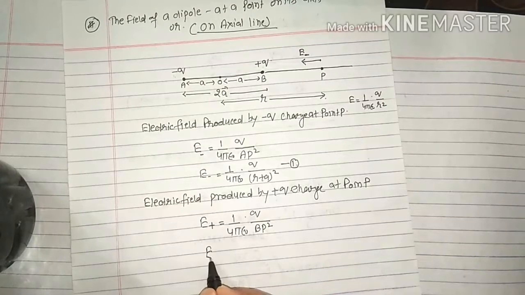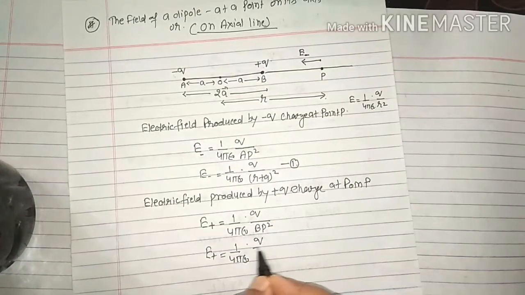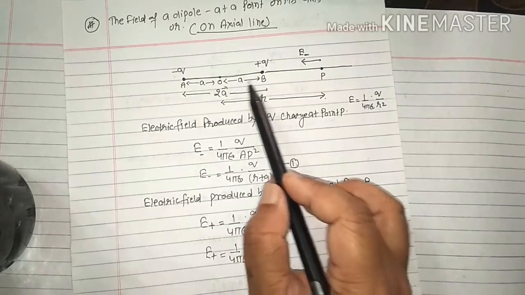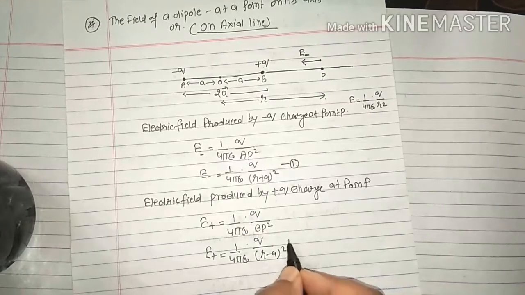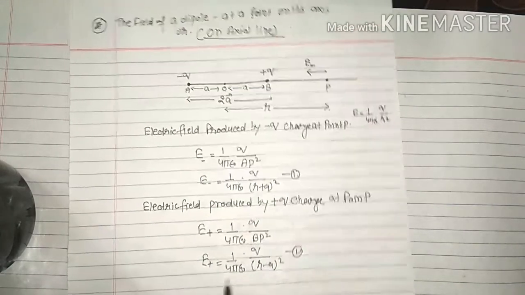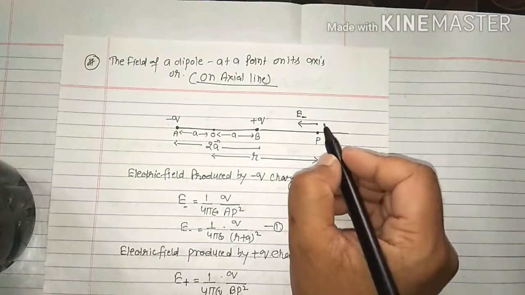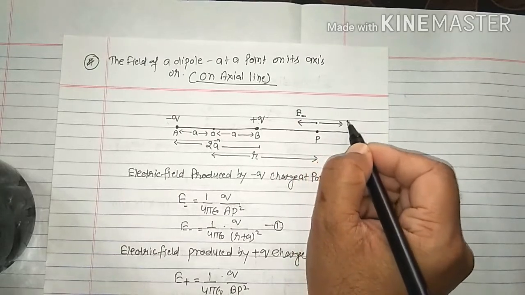So E plus is equal to 1 upon 4 pi epsilon naught q upon BP squared. What will be the numerical value of BP from this diagram? It will be equal to (R minus A) whole square, equation number 2. And the direction of the electric field produced by this plus q charge, which is positive, will always be radially outward. So the electric field produced by this plus q charge will be radially outward.